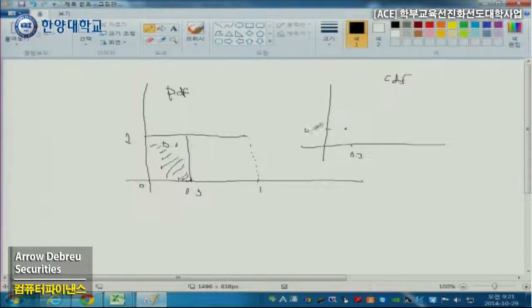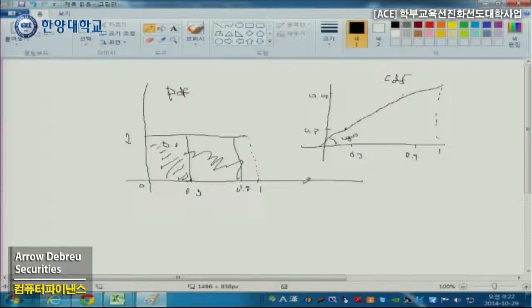When I pick 0.9, the probability that a random number is less than 0.9 is again the size of this area, so 0.9. So the cumulative density function will be like this straight line, at 45 degrees, going up to 1.